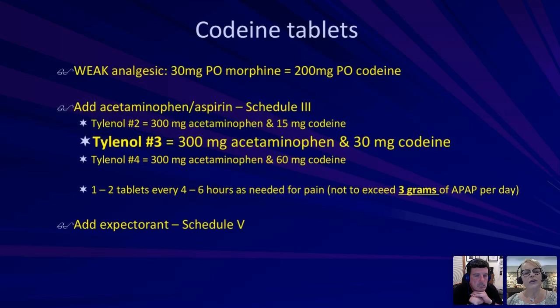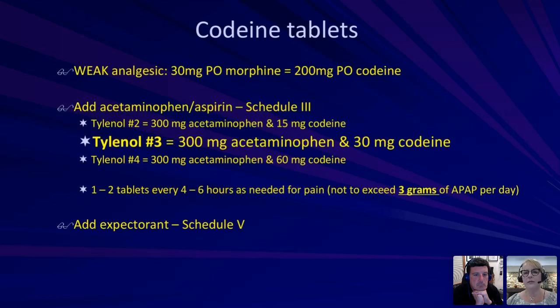So you see here in the products under acetaminophen or aspirin as Schedule 3 products, Tylenol number 3 is big and it's bold, and it's the most common product used if you want to use codeine as a pain control medication. Each tablet has 300 milligrams of acetaminophen and 30 milligrams of codeine.